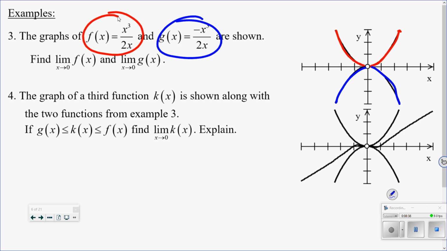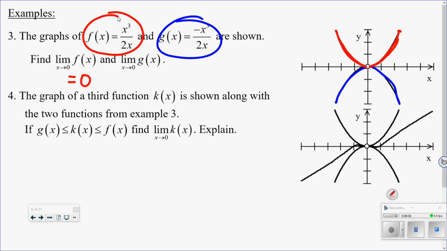So it says find the limit of f of x as x approaches 0. Well, if I come from the left side, the y-coordinate is getting closer to 0. I come from the right side, the y-coordinate is getting closer to 0. Remember, it doesn't matter what happens at that point. It matters what happens as you approach that point. So we'd say this one, the limit is equal to 0.